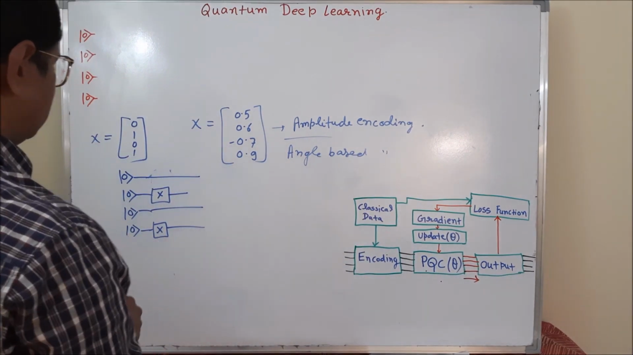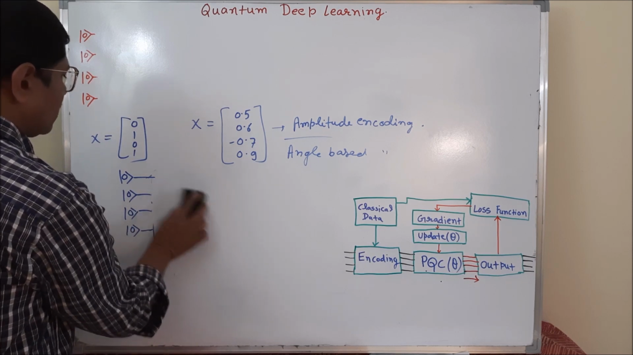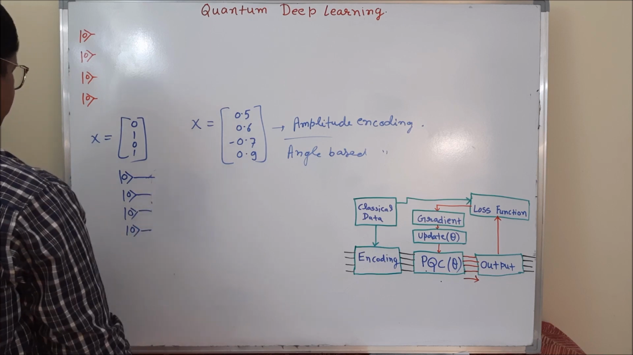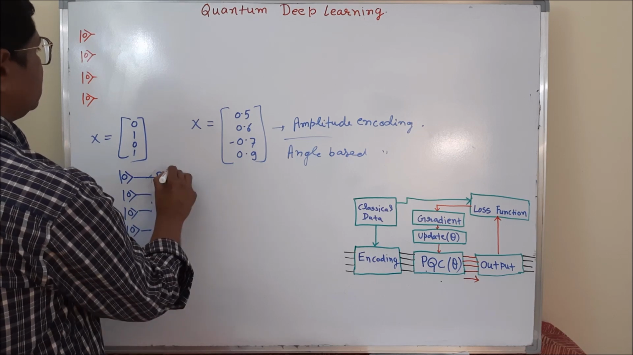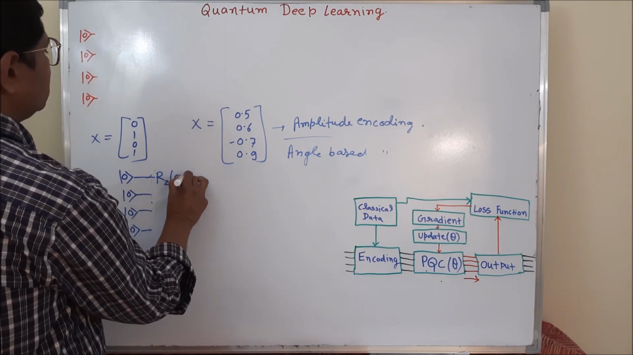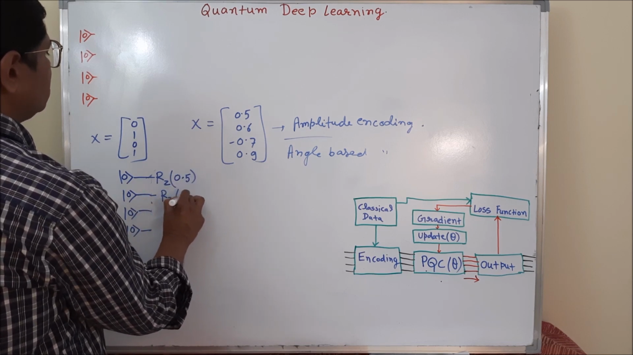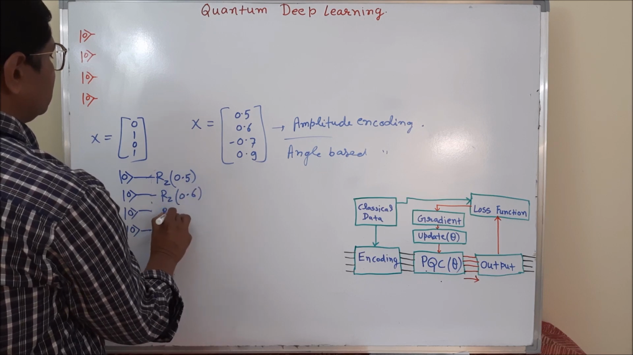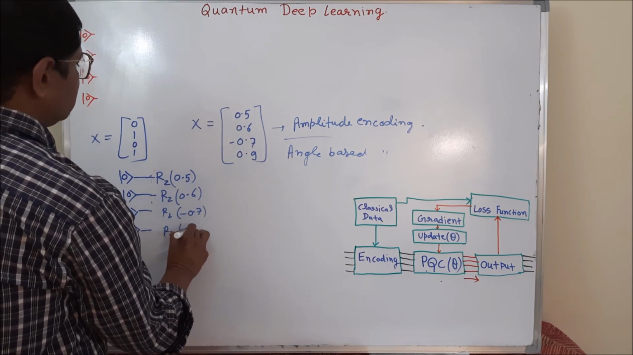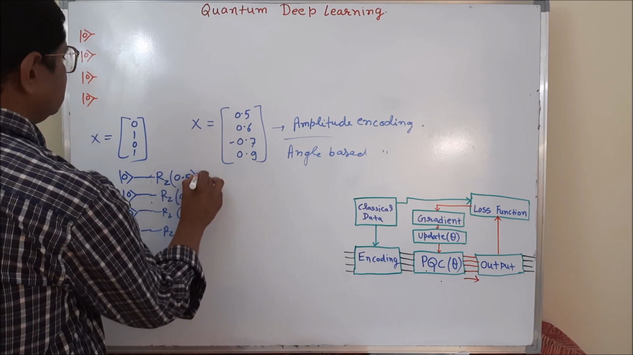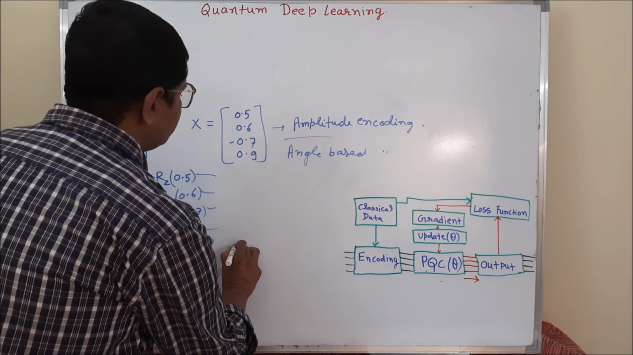So how does angle-based encoding work? Now, instead of doing this, we will use some rotation gate. Suppose we have one rotation gate which rotates around the z-axis. We pass the value 0.5 as a rotation angle, 0.6 as a rotation angle, minus 0.7 as a rotation angle, RZ 0.9 as a rotation angle. So actually what happens, we use some Bloch sphere concept.